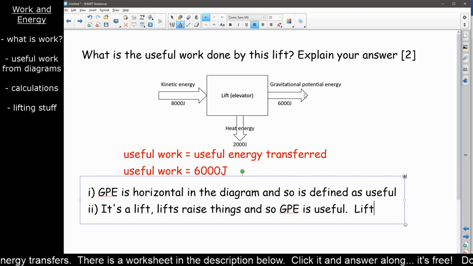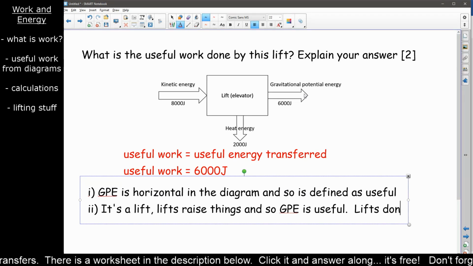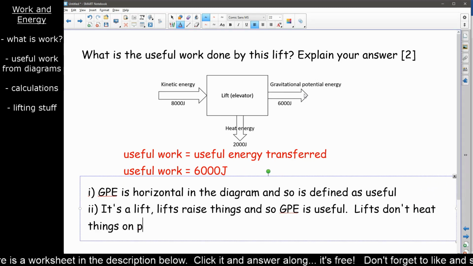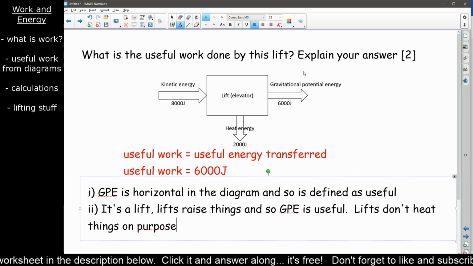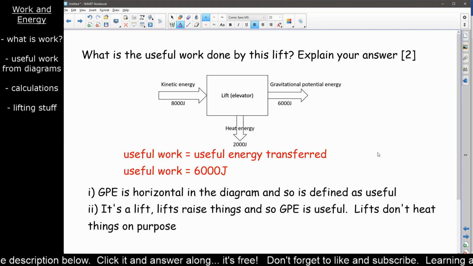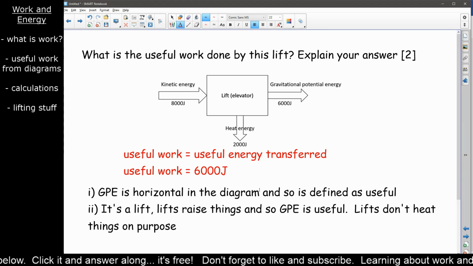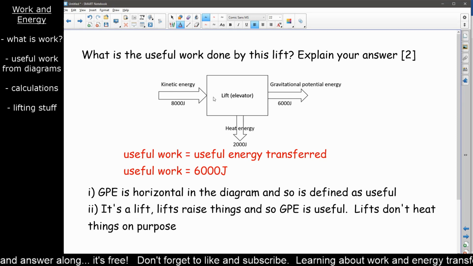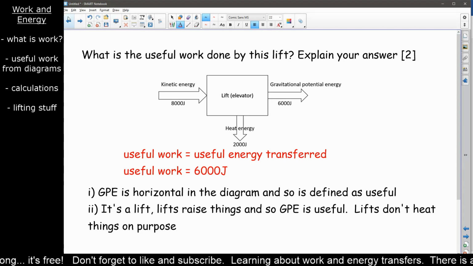Lifts don't heat things on purpose. You don't think, I'm a little bit chilly, I'm going to go and put the lift on and move it up and down, up and down, up and down. Right, so either one of those is perfectly fine. You can do the simple from the diagram, by definition this is useful, or you can talk about the nature of the machine itself and how you would define its useful attributes.